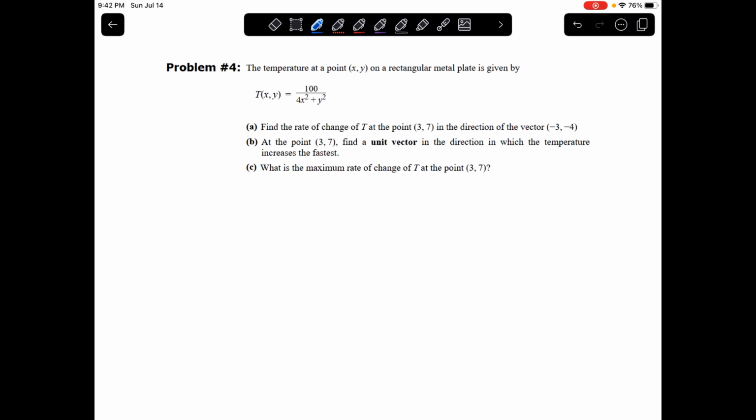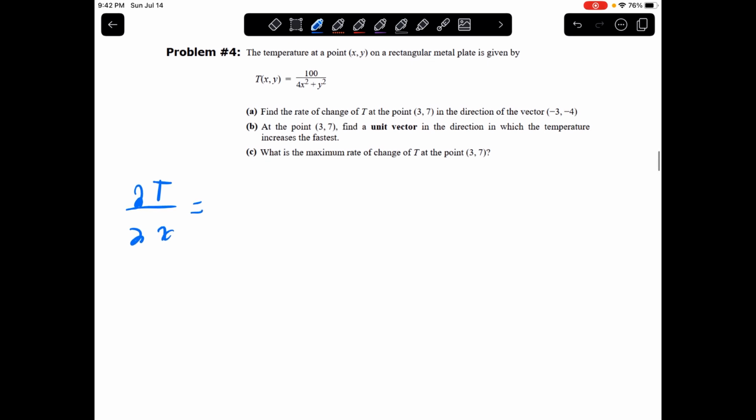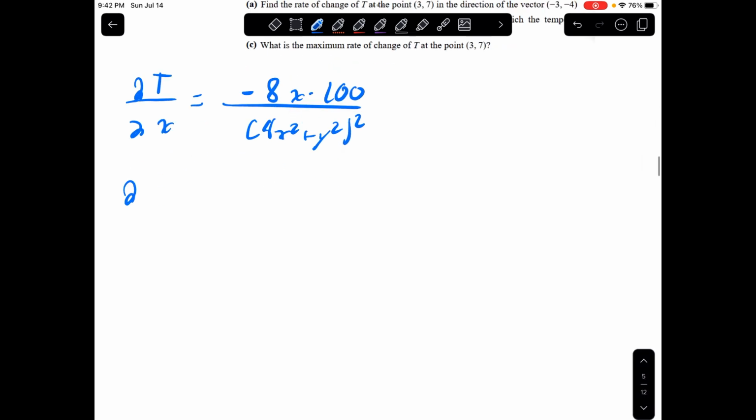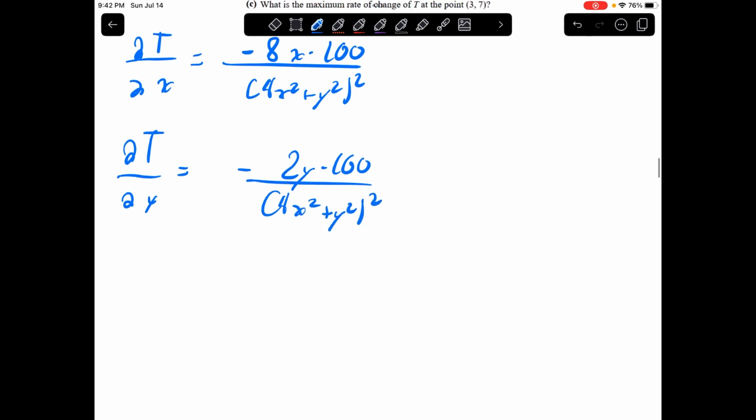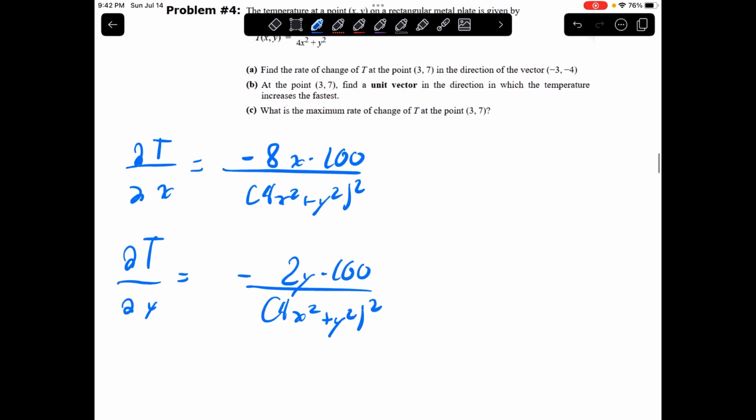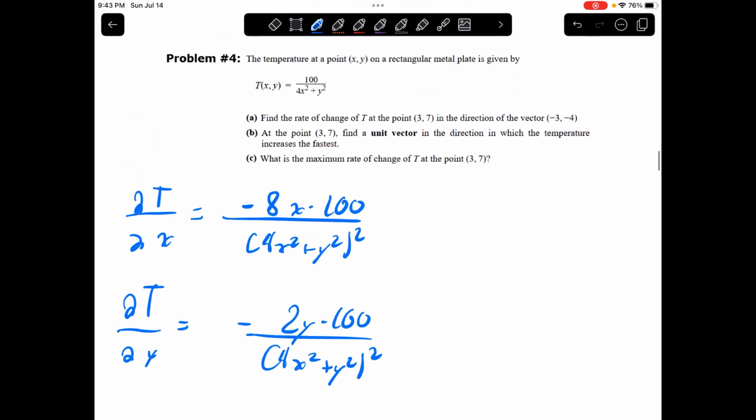Okay, so find the rate of change. First we're going to take the partial derivative of T with respect to x. This equals negative 8x times 100 over 4x squared plus y squared, squared. And the partial derivative of T with respect to y equals negative 2y times 100 over 4x squared plus y squared, squared. Okay? And now we're just going to evaluate this at our point, 3, 7.